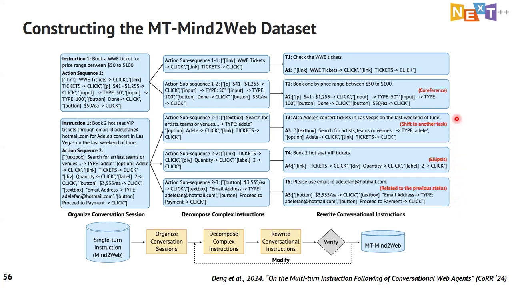And however, we can also see that after a task is finished, the user may shift to a new task. So in this case, some previous environmental information may become useless. So we can see that in this kind of multi-turn or conversational web navigation problem, it becomes more complicated for the web agent to conduct the multi-turn interactions.